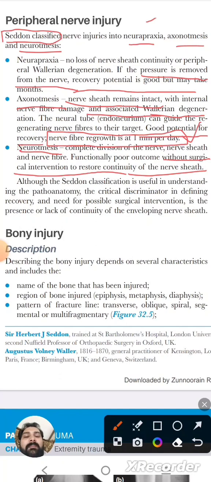So in neuropraxia, there is no structural problem. There is only physiological conduction block. When the pressure is removed, the nerve will heal on its own. In axonotmesis, there is damage to the axon. Axon has been divided, nerve sheath is intact, but there is Wallerian degeneration. And there is also a good potential for recovery, and it will regrow at a rate of 1 mm per day. In neurotmesis, there is complete division of the nerve, nerve sheath and nerve fiber. There will be no chance of recovery without surgical intervention.